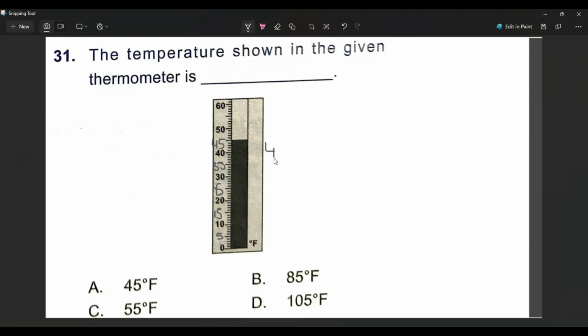So 45 degree Fahrenheit is the temperature shown on the thermometer. So option A, 45 degree Fahrenheit, is our right answer, children.